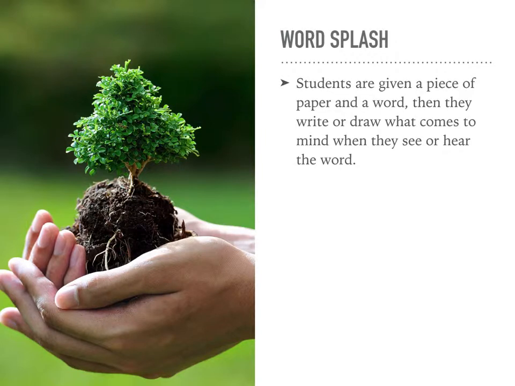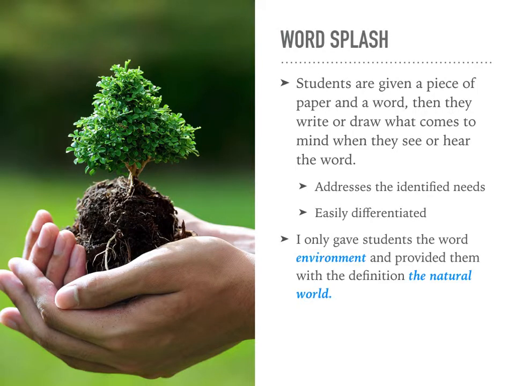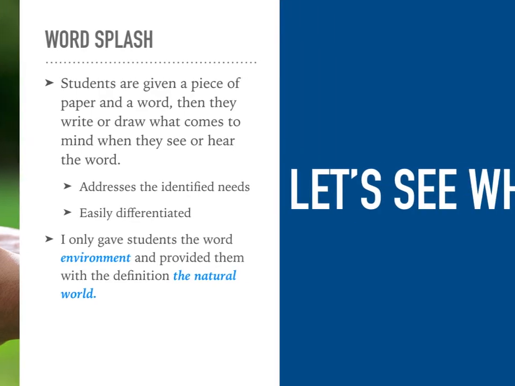Basically, students are given a piece of paper and a word, and then they write or draw what comes to mind when they see or hear the word. This strategy addressed the needs I mentioned, and I could see how this would be appropriate for all of my students, regardless of their English proficiency level. Our new unit was going to be about the environment, so I only gave students the word environment and the definition. I allowed students to translate the word into their language prior to starting, so let's see what they did.